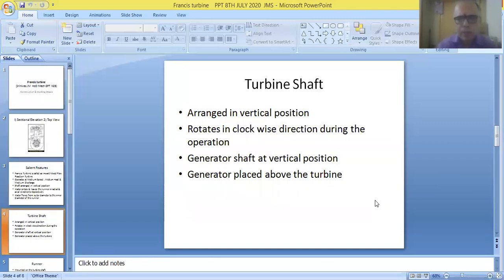So friends, just now we have talked about the shaft arrangement held in vertical position. As per the arrangement shown in the figure, it will be rotating in clockwise direction. The generator shaft is held in vertical position, and the generator has to be placed above the turbine. All these factors we have discussed in the previous slides.